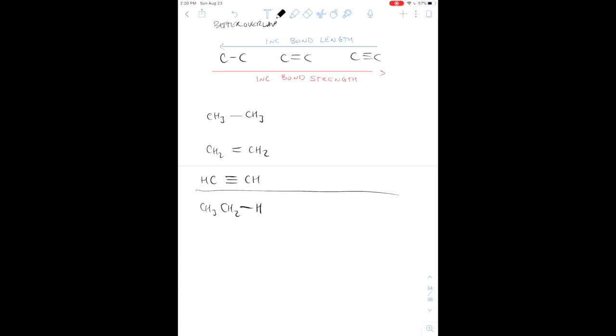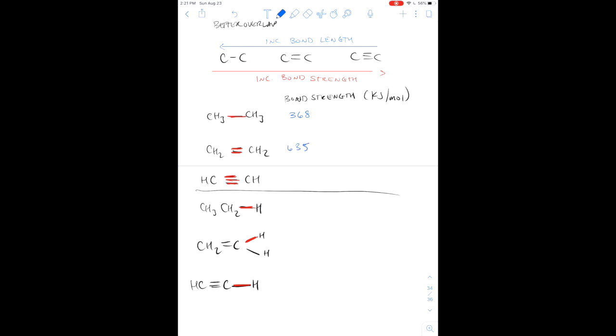So let's go ahead and write these structures out. What we want to do is take a look at the bond energies and then see why there is a trend. So the bond strength in kilojoules per mole for ethane. All of the highlighted red bonds are the bonds whose energy we will be giving.